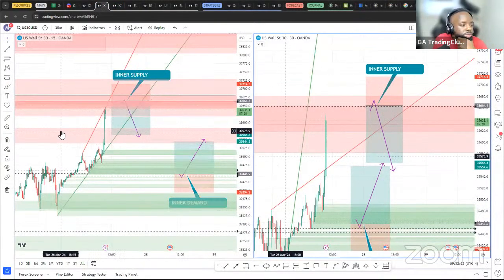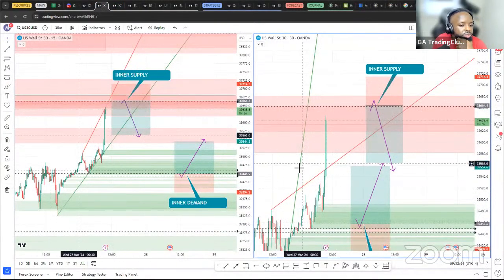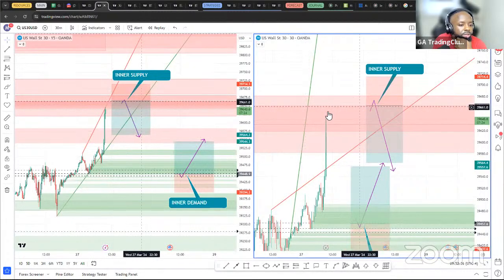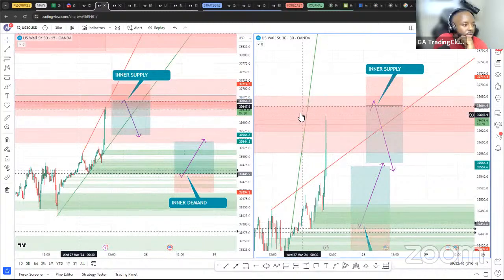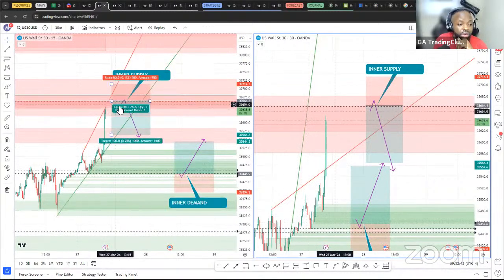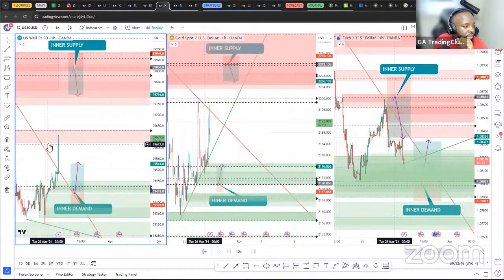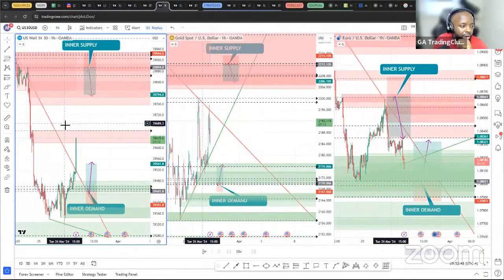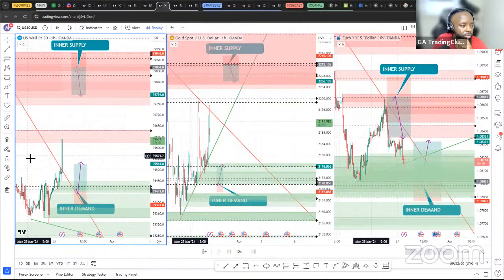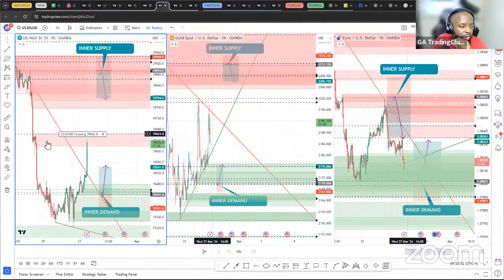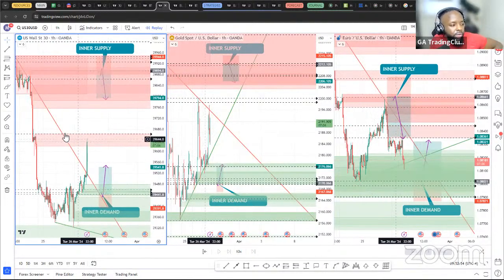All right. See if this US 30 triggers. So either the 30-minute or the 15-minute would be good entries for US 30. Because if US 30 breaks 39,664, if you look at the other time frames, the 1 hour, this supply is based off of one candle. So this might not even hold if US 30 breaks up here.